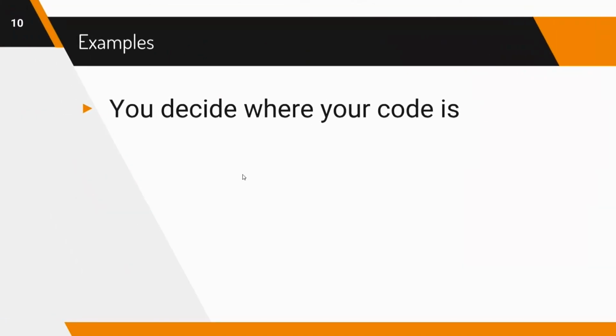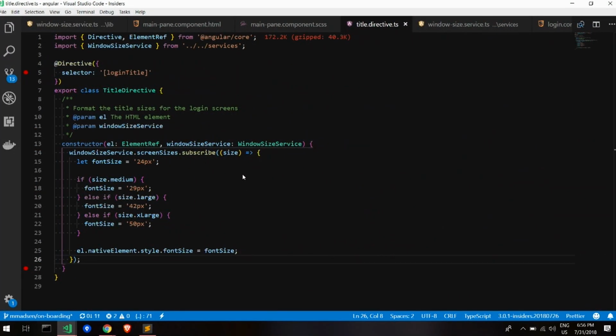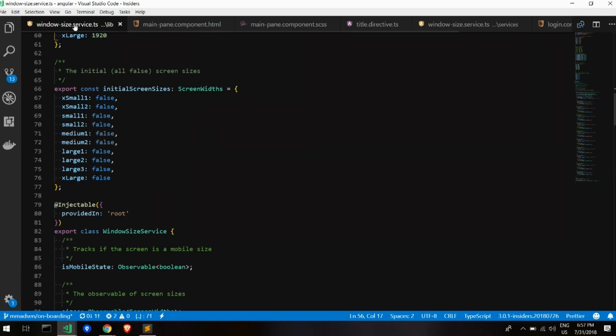So you get to decide where your code is. Next, you get to decide an app's breakpoints. So something that I did here, we're using an NX project. So we're going to have a bunch of apps. So this window size service I showed before, this is like a library for all these apps where I'm codifying all the breakpoints we're going to care about in any of these apps. And then the designers, they're going to decide on breakpoints for the app that you're working on.